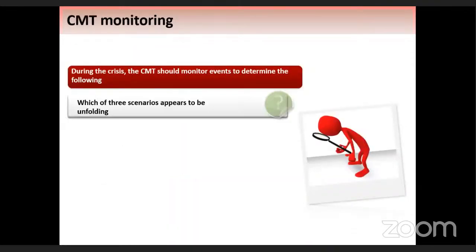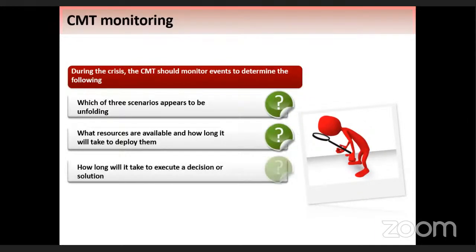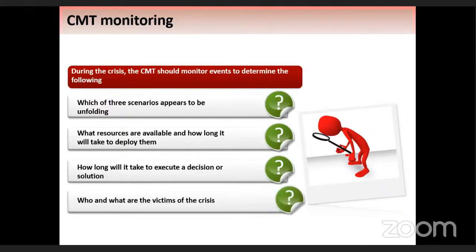CMT monitoring, crisis management team monitoring. During the crisis, the CMT should monitor events to determine the following: which of these scenarios appear to be unfolding? Then what resources are available and how long will it take to deploy them? How long will it take to execute a decision or solution?